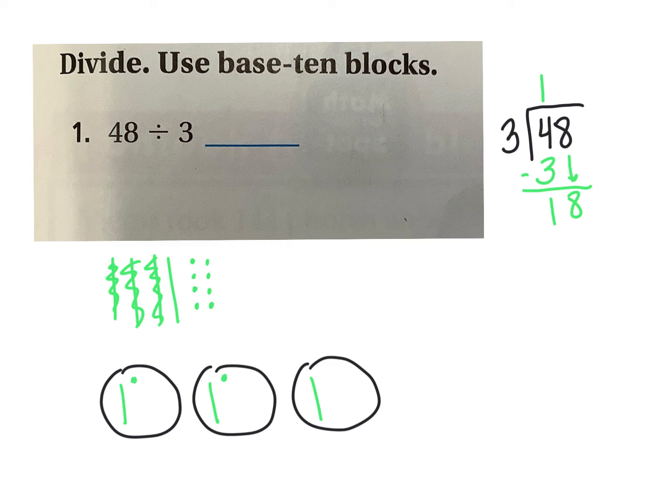I would go 1, 2, 3, 4, 5, 6, 7, 8, 9, 10, 11, 12, 13, 14, 15, 16, 17, 18. Perfect. So each of these 3 got 6 ones. 3 times 6 is 18, right? 6 times 3 is 18. And when I subtract 18 minus 18, there's none left over. And of course, we saw that none got left over. So each of the 3 groups got 1 10 and 6 ones, for a total of 16. That's how you do that.